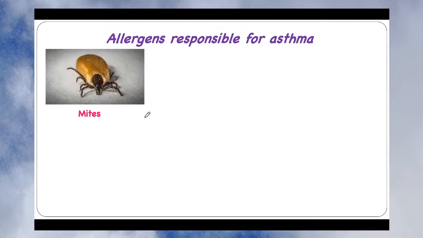What are the different allergens which can produce bronchial asthma? The first allergen is mites. This is just one representative image of mites. There are many types of mites which are generally present under the carpet. They are present in your bed, and when they come in contact with you, and if you have an allergy to the mites, you will start showing symptoms of allergy and sometimes bronchial asthma.